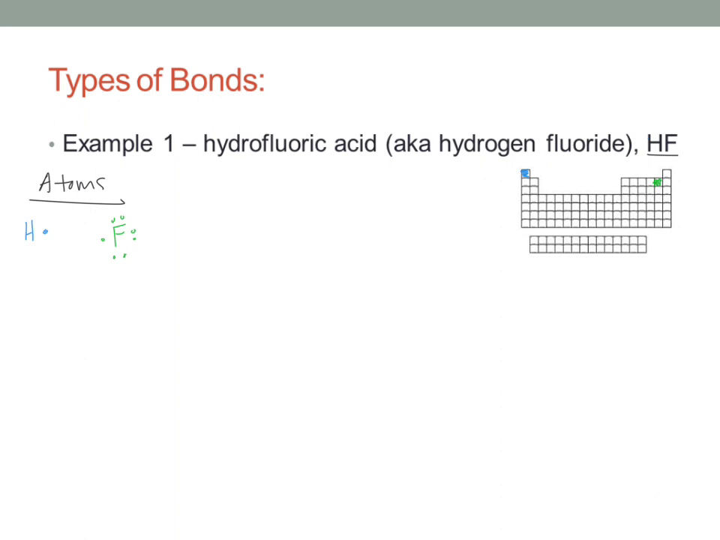Just like we did in the previous videos, if I want to know what type of bond I'm going to have between any two given atoms, I want to know their difference in electronegativity. How different are they? Is there a large difference in electronegativity? Is there a small difference? Or is there no difference? And you might think at first glance, looking at hydrogen and fluorine on the periodic table, that they're really far apart, and that there might be a large difference in electronegativity.